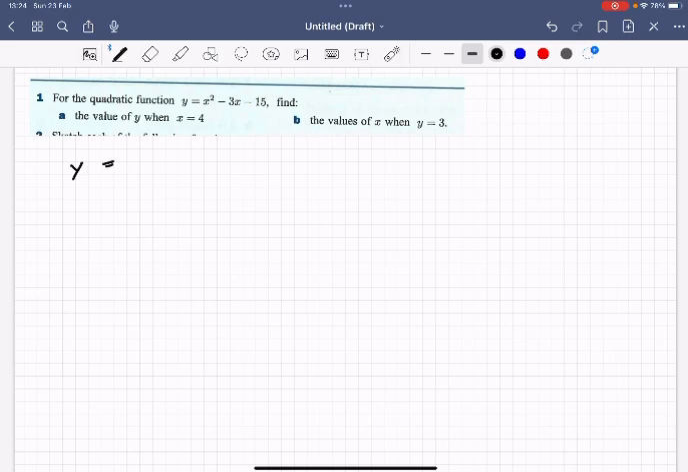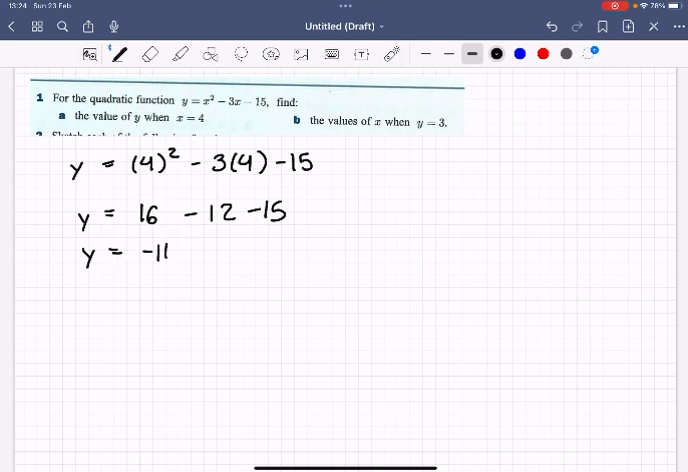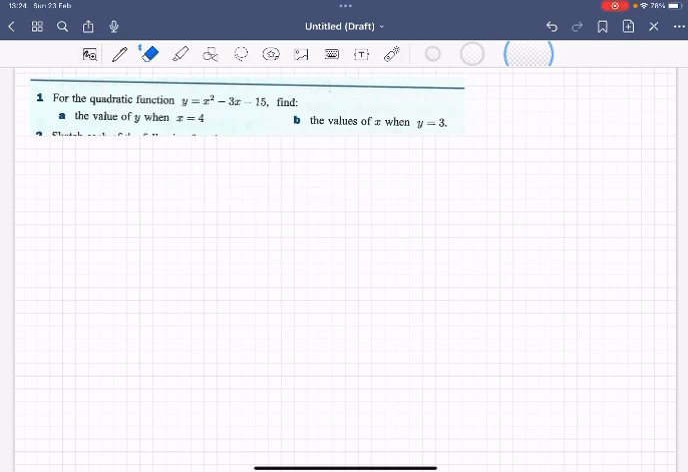So y equals x squared minus 3x minus 15. The first thing we're going to do is just substitute 4 for x. So 4 to the power of 2 equals 16. Minus 3 times 4, 12. Minus 15. Our final answer is going to be y equals minus 11. This one's pretty easy. So now we're going to move on to 1b.